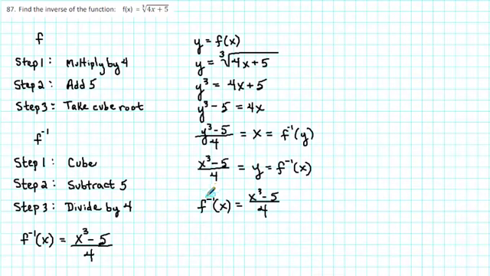Our end result is that f inverse of x is equal to x cubed minus 5, all over 4, which matches our previous result.